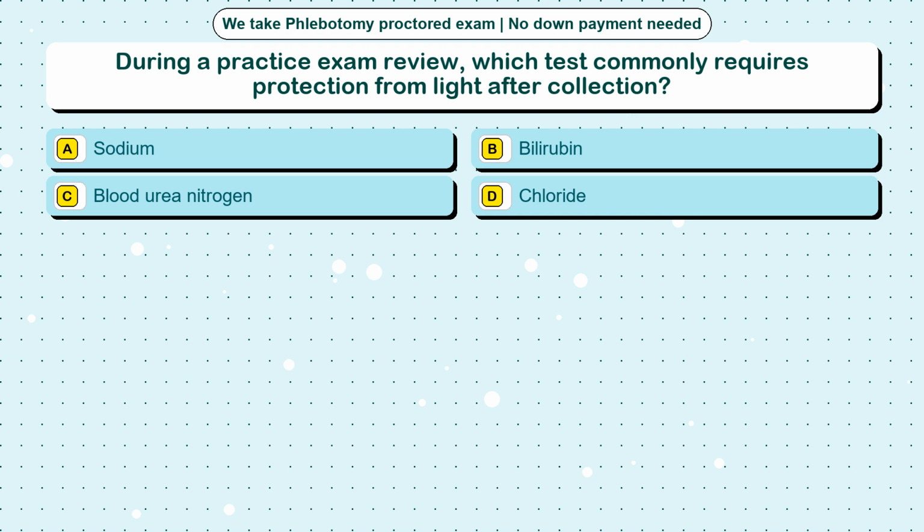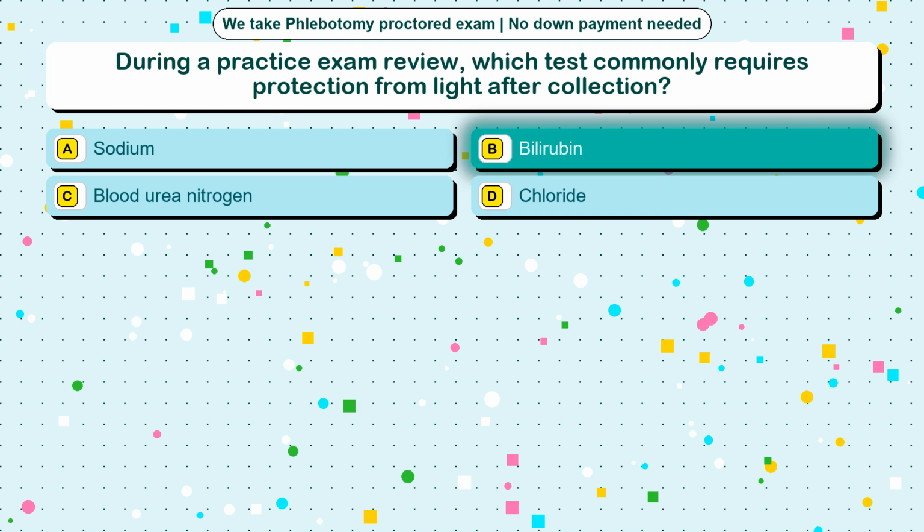Question 36. During a practice exam review, which test commonly requires protection from light after collection? Option A, sodium. Option B, bilirubin. Option C, blood urea nitrogen. Option D, chloride. The correct answer is option B, bilirubin.